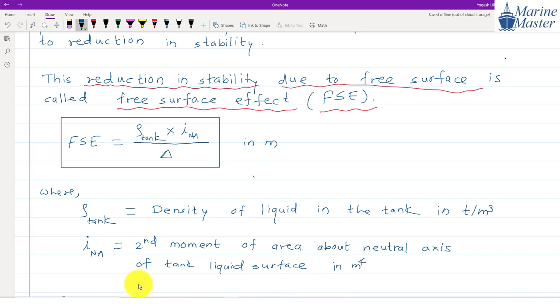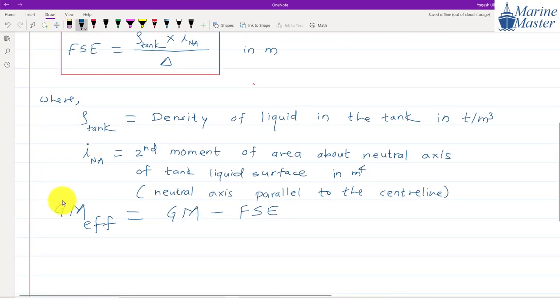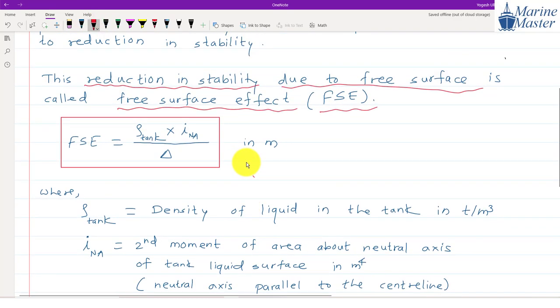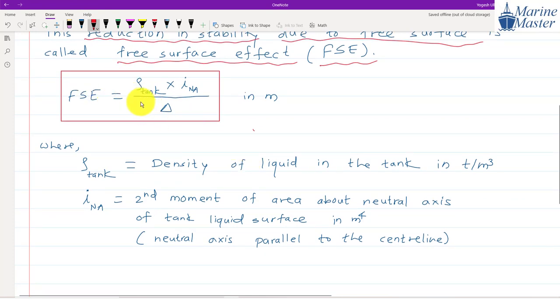And here the neutral axis is what, guys? The neutral axis is parallel to the center line. Parallel to the center line, guys. I will explain when we deal with the numerical, guys. When we are going to deal with numericals, I will explain all these concepts, so don't worry. And you know the meaning of delta. Delta means displacement of the vessel. So before going further, write down this relation of FSC, guys, and write down the meaning of rho tank and the meaning of INA.